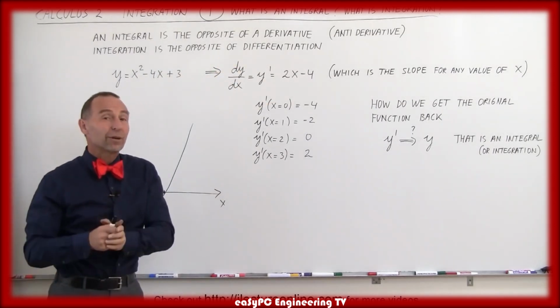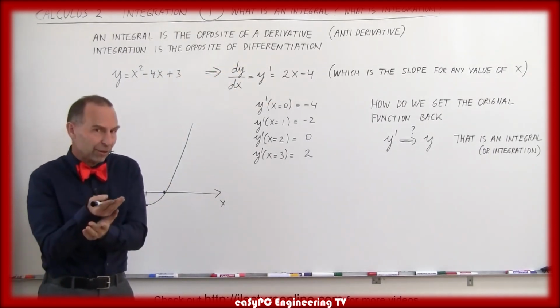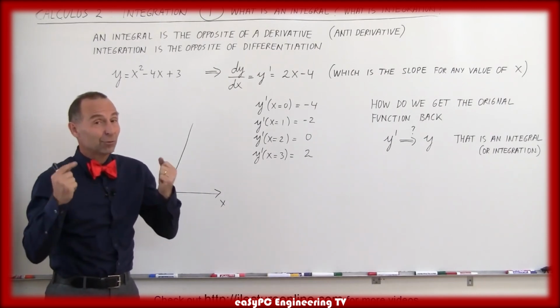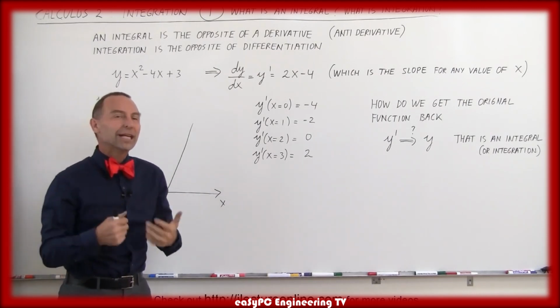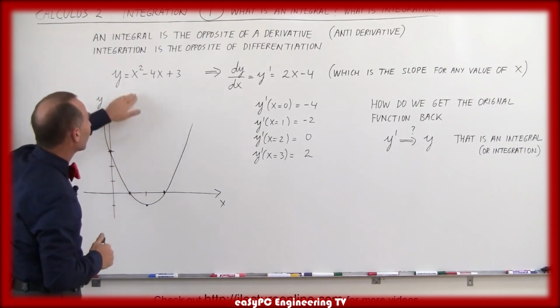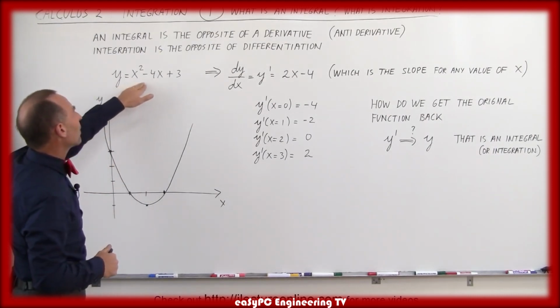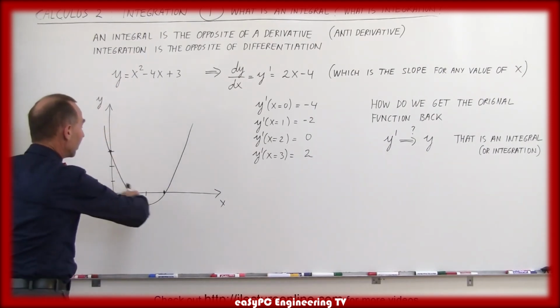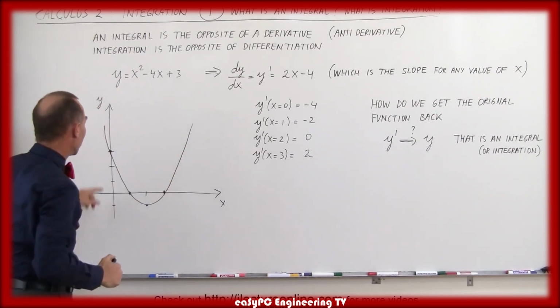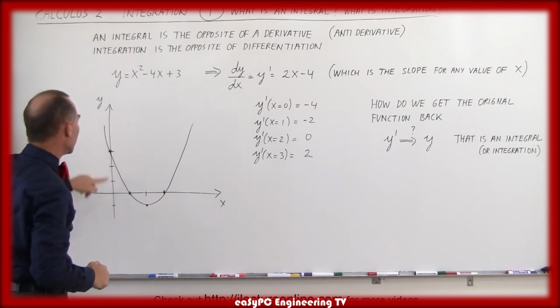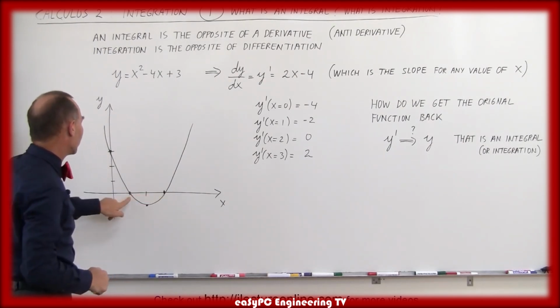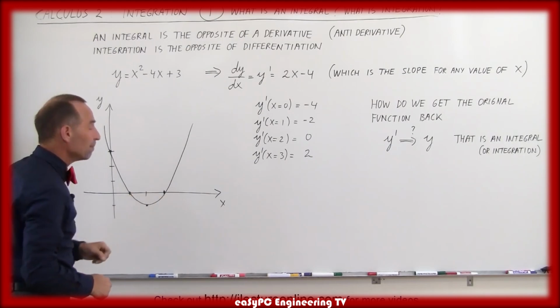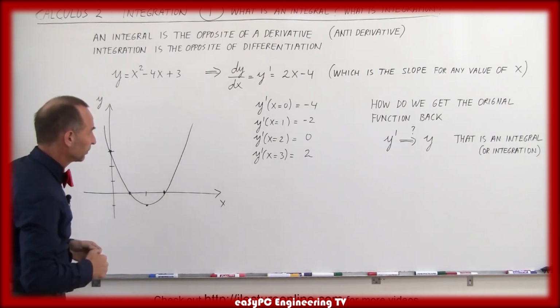So let's go back and see what differentiation is, and then we'll figure out what the opposite of differentiation is, and then we should be able to understand what an integral and what integration is. Let's start with the equation y equals x squared minus 4x plus 3, a simple quadratic equation. If we were to graph it, it looks just like this. It goes to the y-axis at 3, it goes to the x-axis at x equals 1, and at x equals 3. So there are two real roots here.